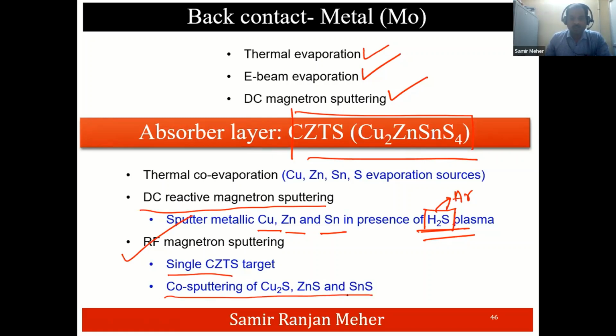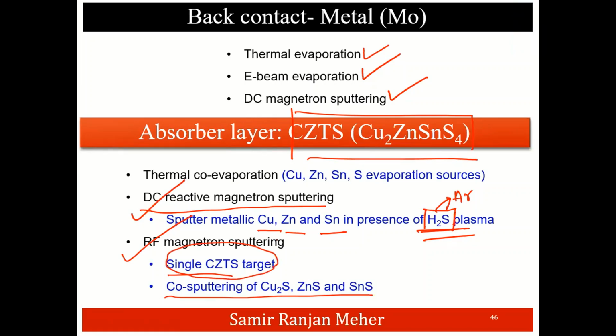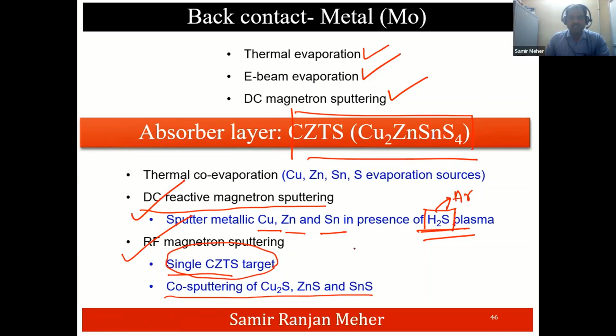Another way is to go for three-target RF co-sputtering, or pulsed DC sputtering. You take the materials copper sulfide, zinc sulfide, and tin sulfide. Here you are going to have three different controls, and you can have the CZTS films. Here you get the best control, whereas with the single target you get the worst control. But you have to pay the price with the H2S plasma. So the more deposition parameters you have, the better will be the control.